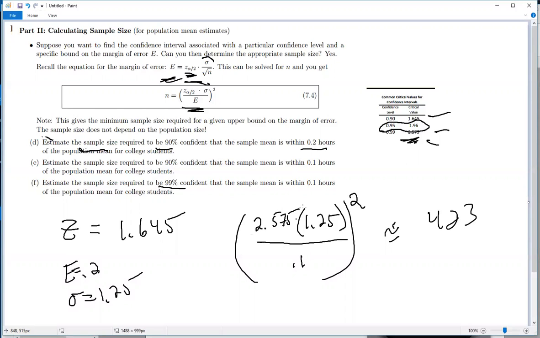So what I'm getting when I do that is 2.575 times 1.25 divided by 0.1, right? Yeah. And then I'm going to square that. I got 1,037 I would need to go with. Okay, so hopefully this helps you get started with this problem and have you make some headway.